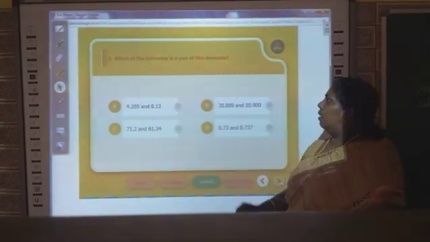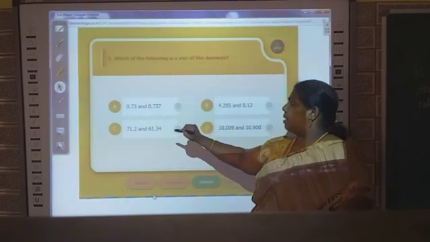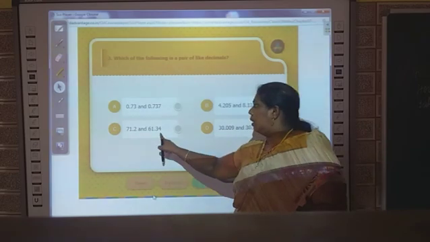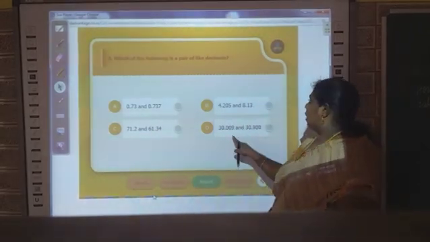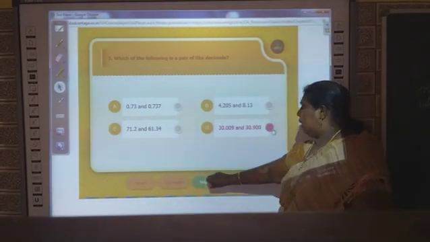Now the third one. Pair of like decimals. The like decimals here: after decimal 2 numbers, after decimal 3, here 1, here 2, here 3, here 2, here 3, here 3. So pair of like decimal is, this is the answer.